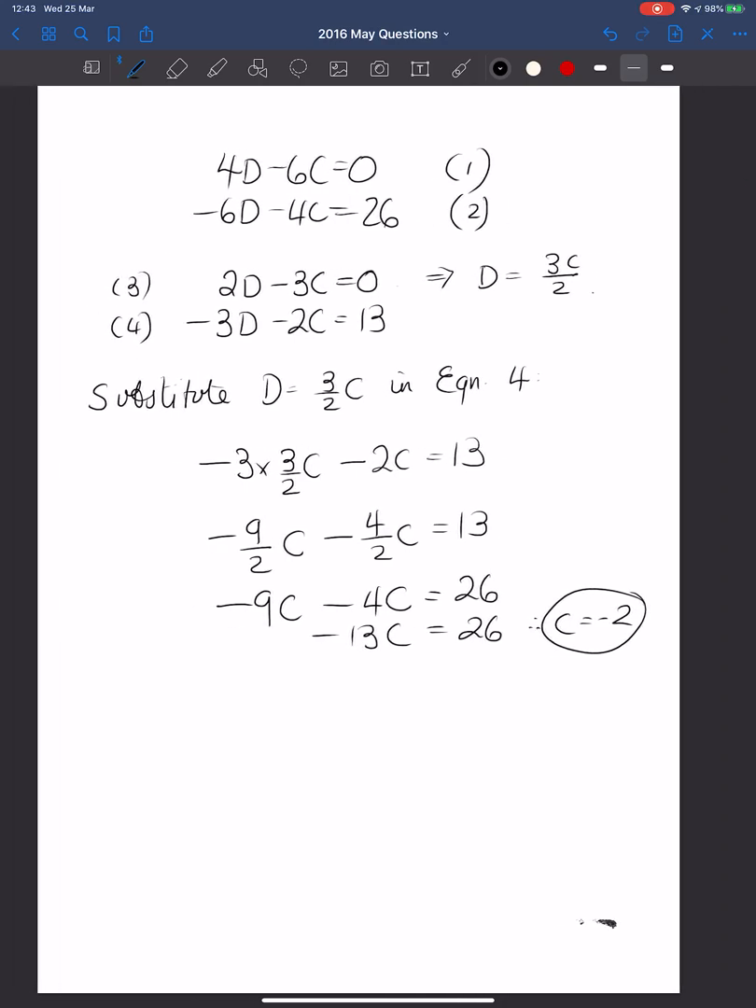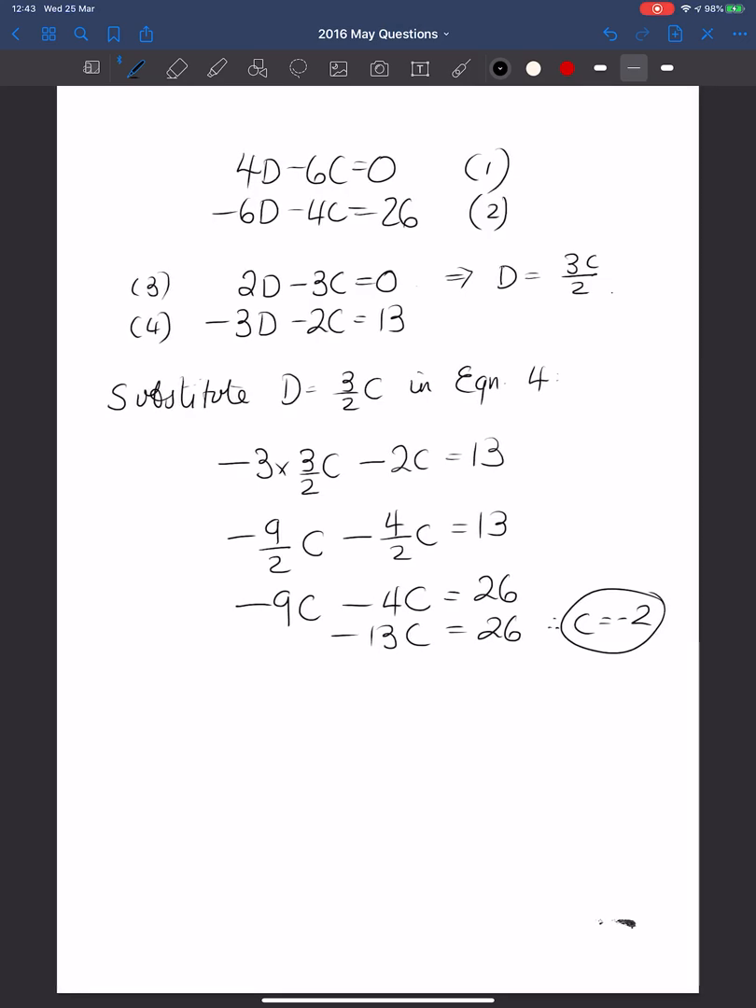Okay. Just trying to rub that little blob. It's not going to happen.